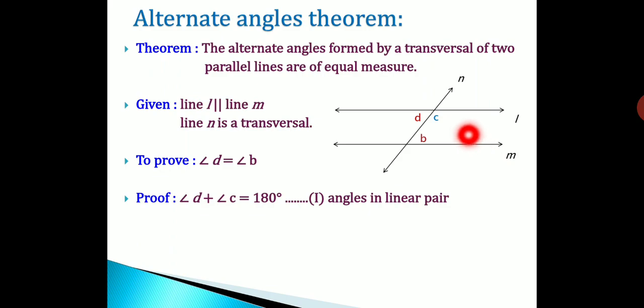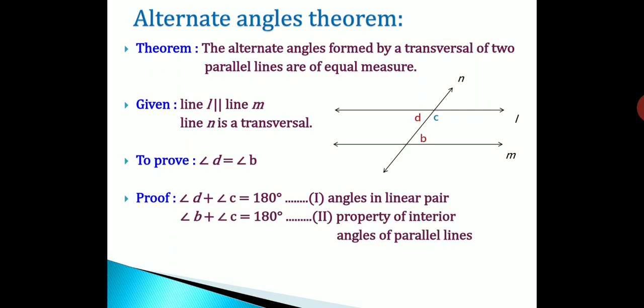We have one pair of interior angles as well, angle B and angle C, and we know that interior angles are supplementary. So we can write angle B plus angle C is equal to 180 degrees, statement number 2, and the reason is property of interior angles of parallel lines. So by equating both the equations left hand side, as their right hand sides are equal, we get angle D plus angle C is equal to angle B plus angle C.